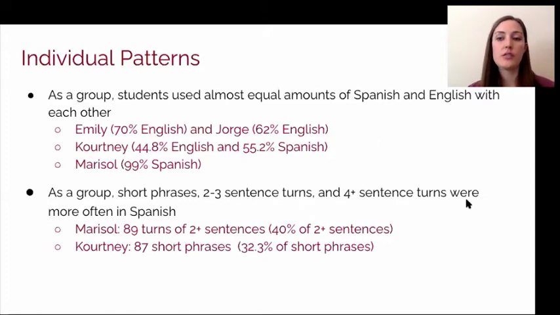So Courtney and Marisol together contributed to the high amount of Spanish use during group work. Together, their Spanish turns during group work made up almost 60% of group work turns.